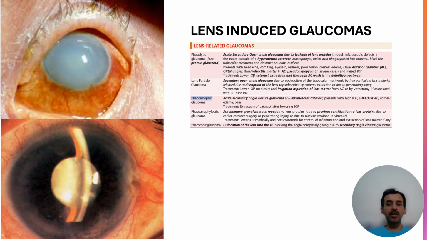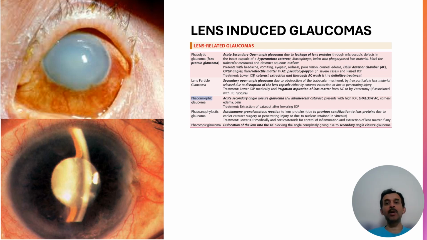Don't try to read anything on the screen over here. It is a very busy table which I have given from my book Sure Success Magic. I have described all the conditions, all the types of lens-induced glaucomas over here. The two common types which you have to know are phacolytic and phacomorphic.